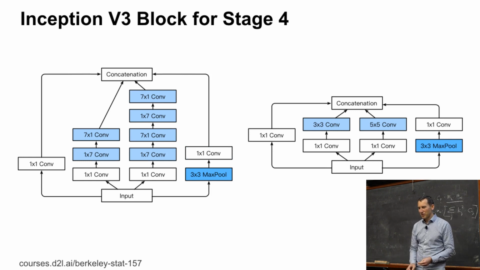Now let's look at stage 4, and this is where they went hog wild. Again, it's the 5x5s that were replaced. And they were replaced by 1x7s and 7x1s.